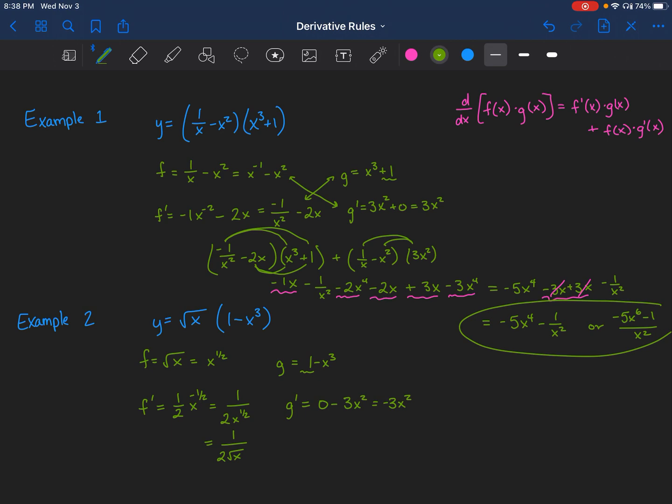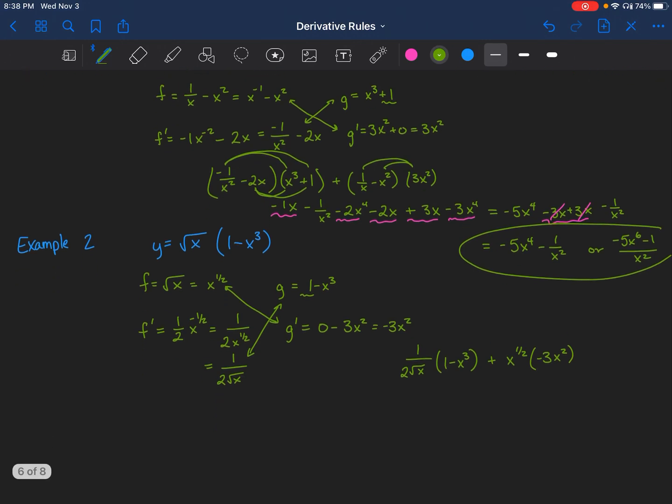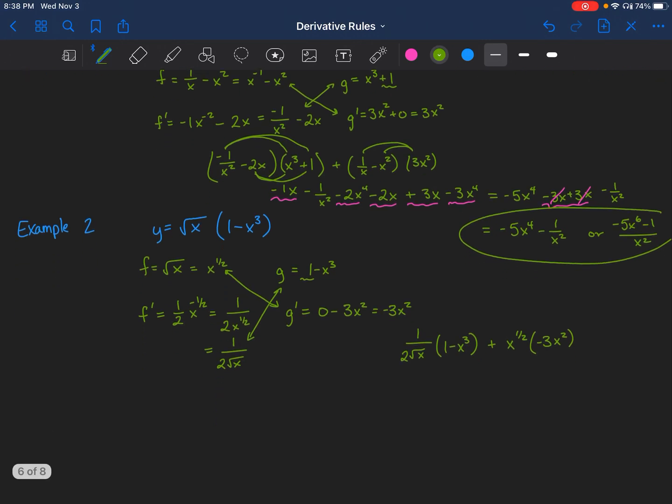All right, again, say it one more time. The way I've written this visually, I pretty much just need to cross multiply. So we're going to take 1 over 2 square roots of x times 1 minus x cubed plus the other one. So x to the 1/2 times negative 3x squared. Now, again, I do want to go ahead and multiply or FOIL and try to simplify this out as much as possible. So I'm going to go ahead and do that.